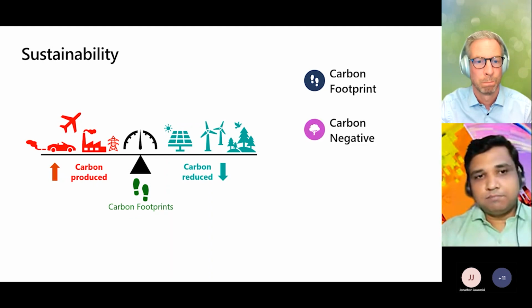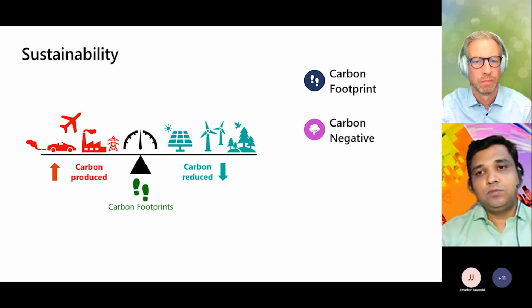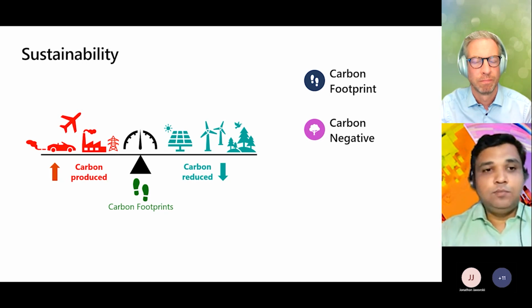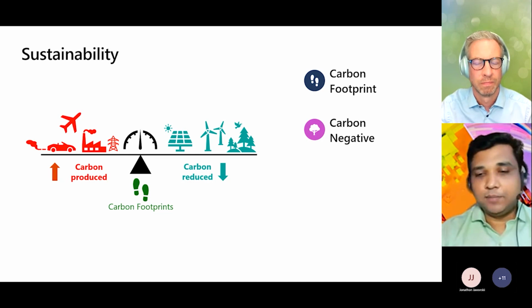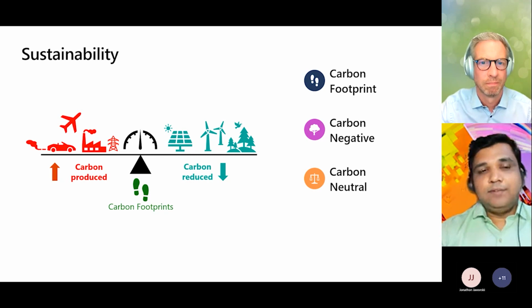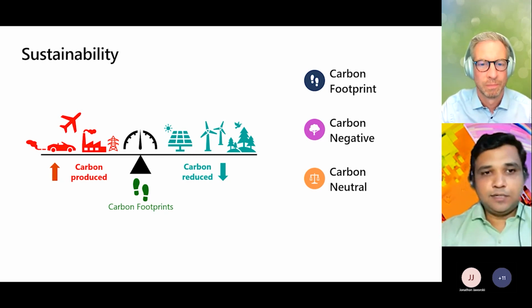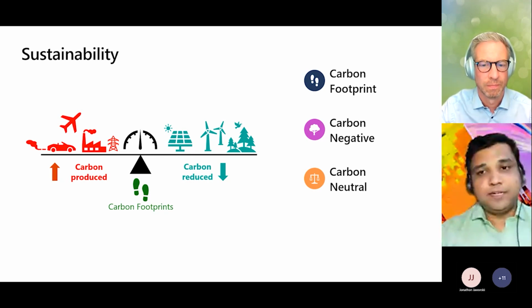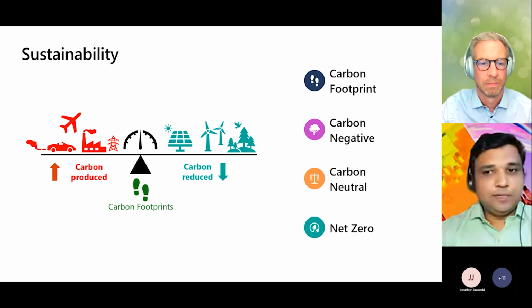Then we also have carbon negative. We can call ourselves carbon negative when the organization removes more carbon than it emits. So if your impact is positive, it means that you are actively doing something for the betterment of the climate. Then carbon neutrality means having a balance between emitting carbon and absorbing carbon from the atmosphere. And then we have net zero.